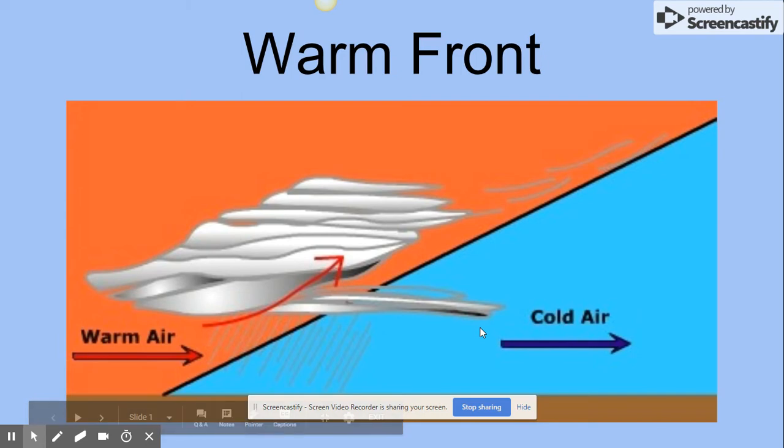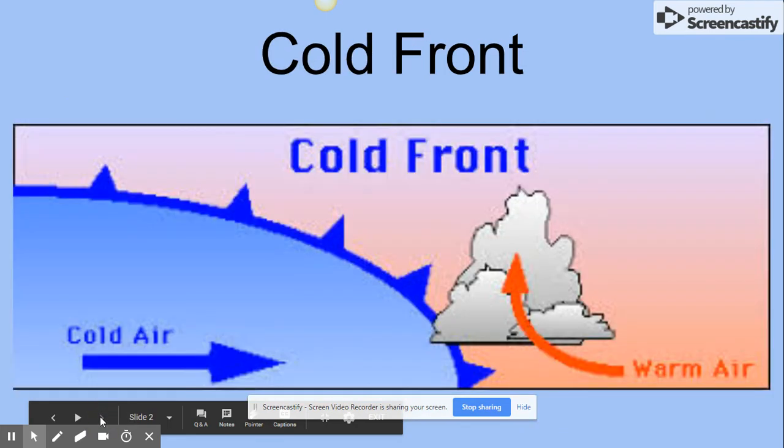Usually, warm fronts will last lots of days. A whole day, 2 days, 3 days, and it will have long rainy days. We have a lot of warm fronts that happen in the winter time. Warm fronts, cumulonimbus clouds. All right. No, sorry, nimbostratus clouds. Next, let's look at the cold fronts.